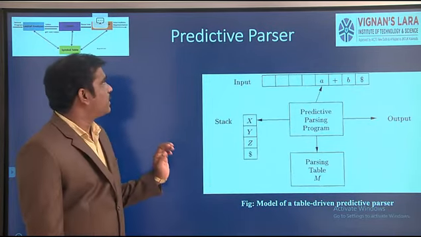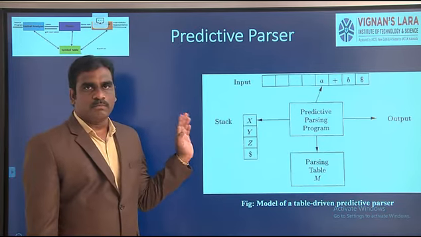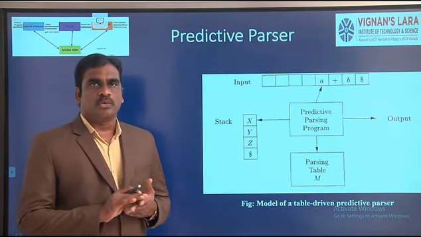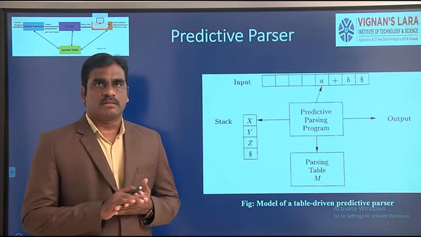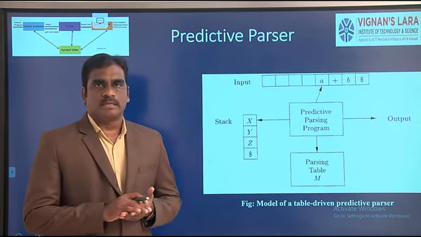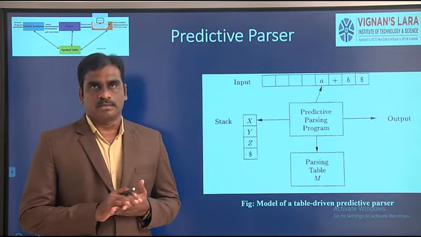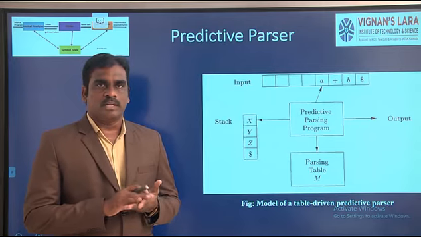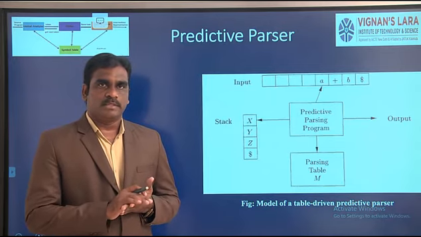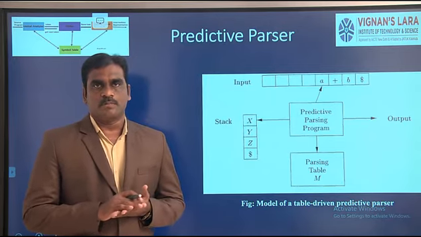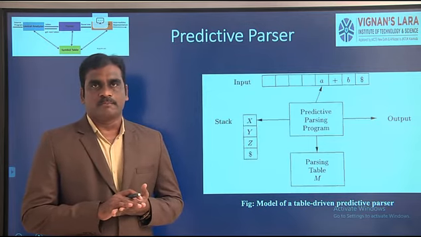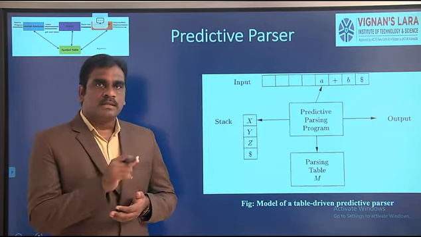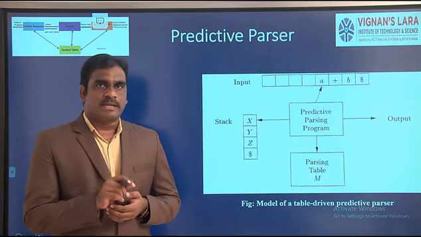In this class, I am going to explain predictive parser. All of you know that we have two types of parsers: one is top-down parser and the second one is bottom-up parser. Top-down parser is again divided into two types: top-down parser with backtracking and top-down parser without backtracking. In the previous class, we already learned the top-down parser without backtracking technique.